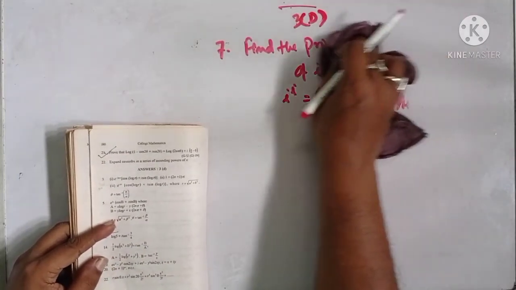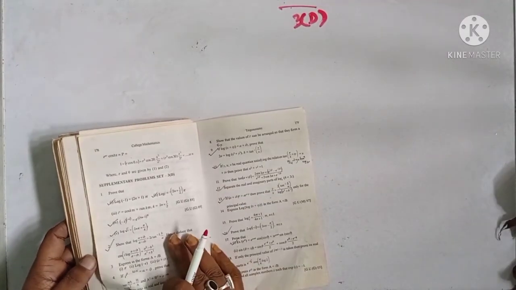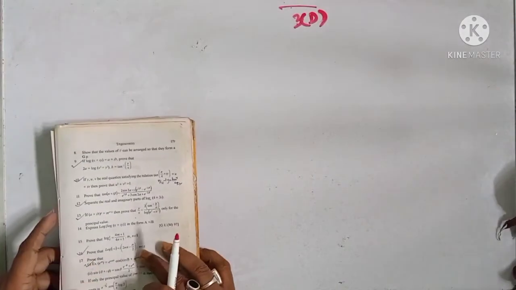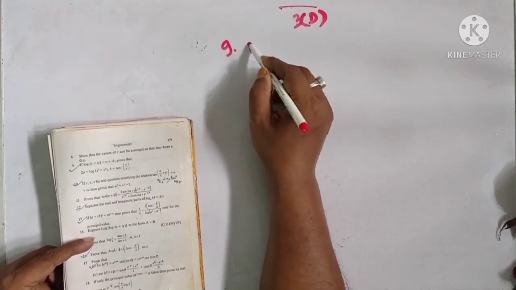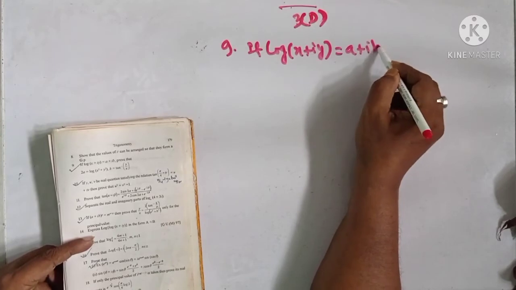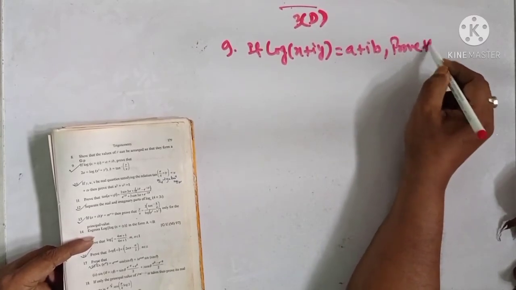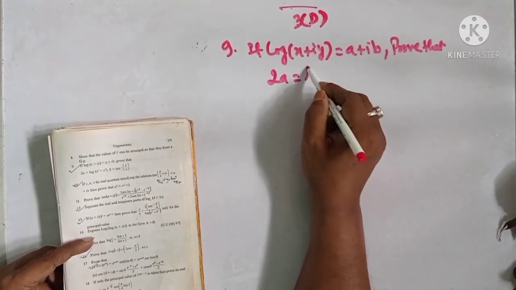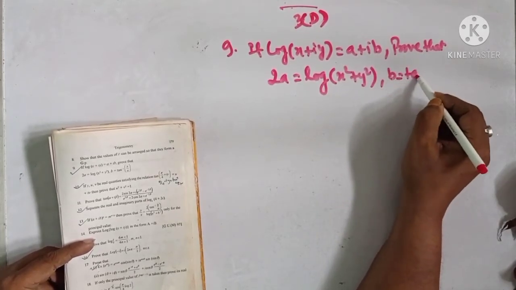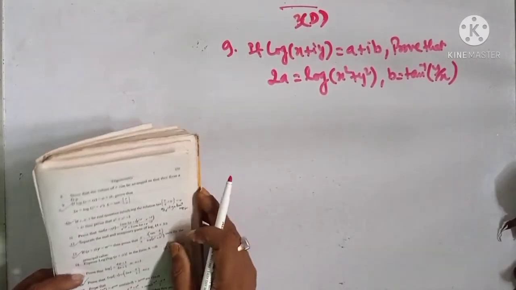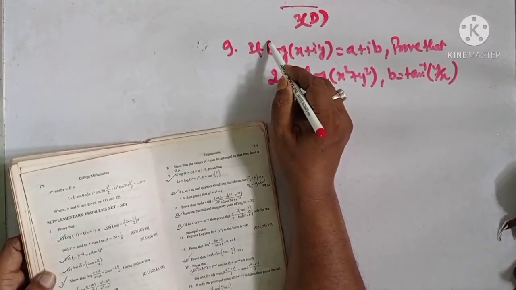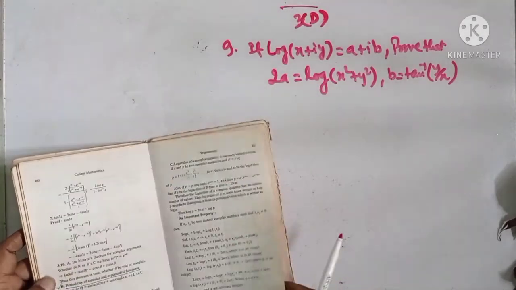Again, question number 9. If log of (x plus iy) is equal to a plus ib, then prove that 2a is equal to log of (x square plus y square) and b is equal to tan inverse y by x. So you can write directly from here. So here you see this is log, this is log principal value. So here you can write directly like this.